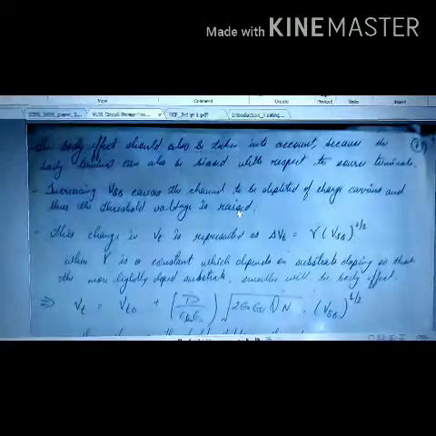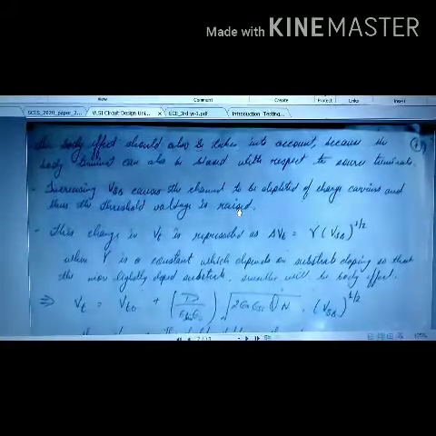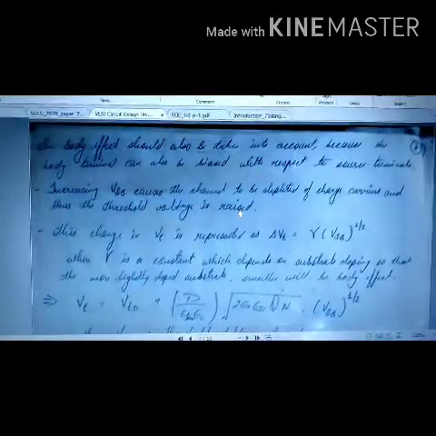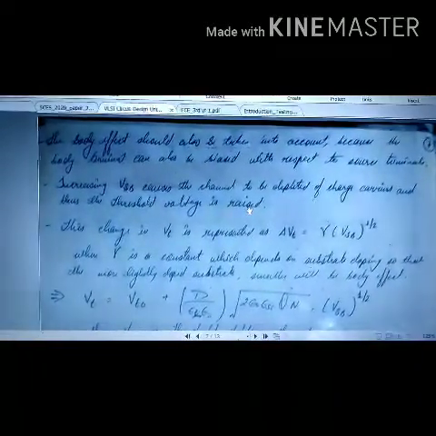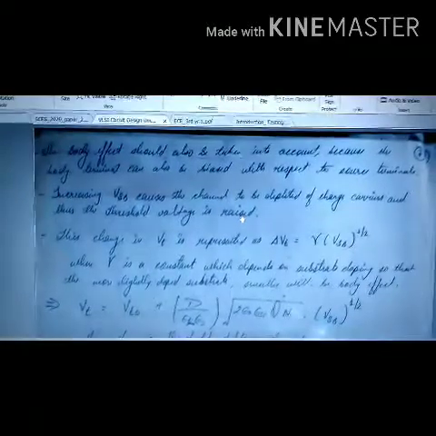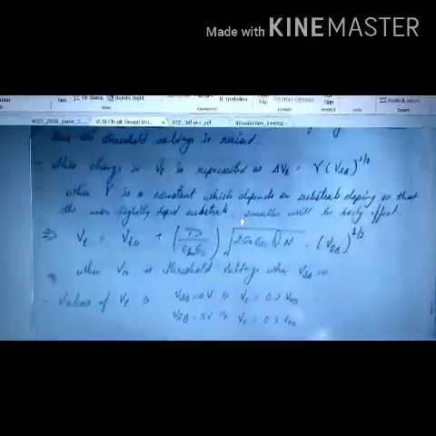Now the change in Vt is represented by delta Vt and it is given by gamma times Vsb, where gamma is a constant which depends upon the substrate doping, so the more lightly doped the substrate, the smaller will be the body effect. To reduce the body effect, we should reduce the doping in the substrate, that is the p-type region.